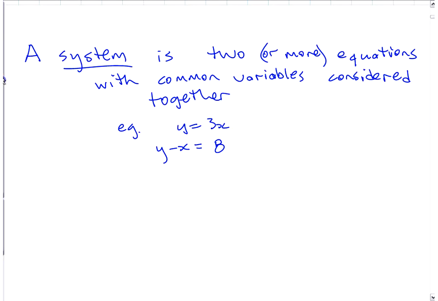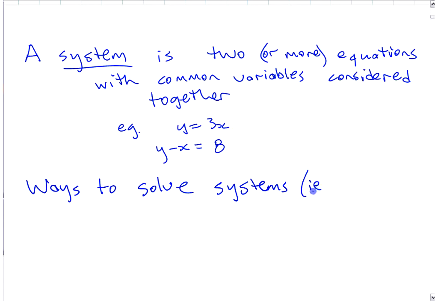Well, there's different ways you're going to find, because even here, this is not that difficult of a one number-wise, but it's not obvious what the solution is right away. We're going to solve systems a bunch of different ways. Ways to solve systems: find sets of numbers that work in both.